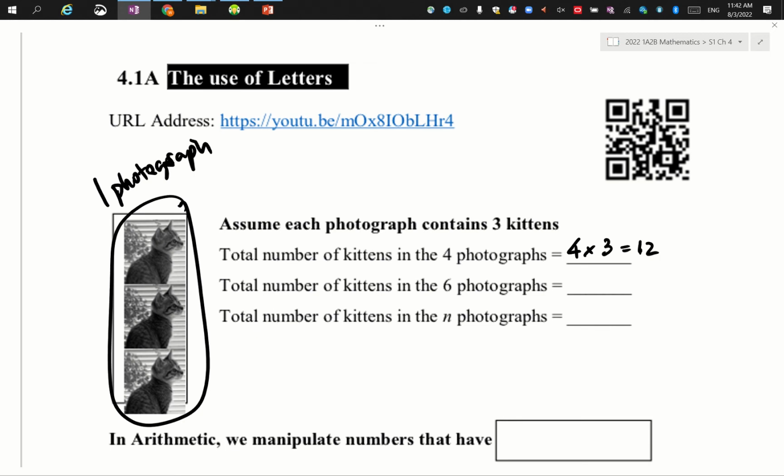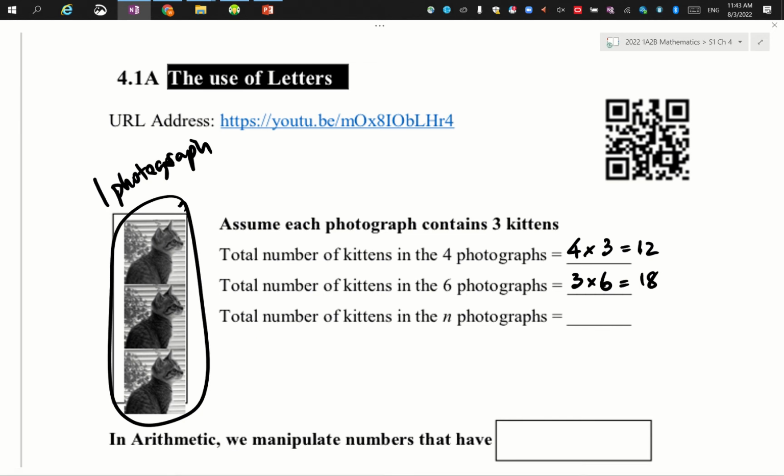How about total number of kittens in 6 photographs? How do you get 18? 6 times 3. Or we can write 3 times 6 also, right? 6 times 3, 3 times 6, any difference? No difference. Let's put it the other way around this time. 3 times 6, and we get 18. 18 kittens.